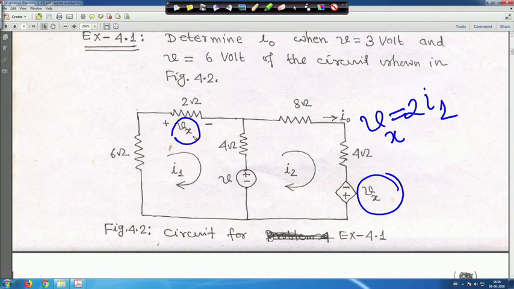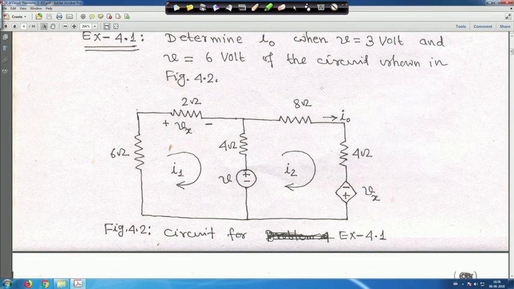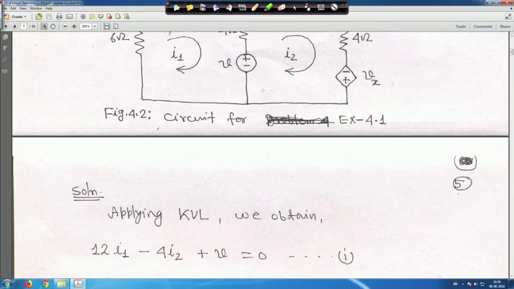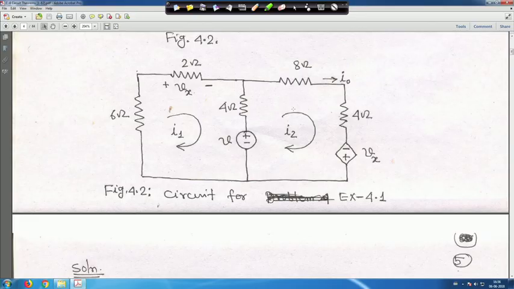In this case, if you see, there are two meshes, and one voltage source is there, it is not a current source. So you apply KVL and accordingly solve this, and prove whether the circuit is linear or not. This is mesh 1 and mesh 2, you apply KVL. This current is marked as I0.